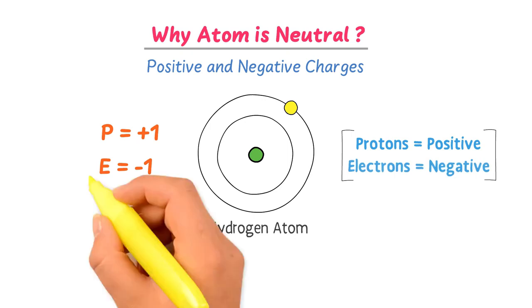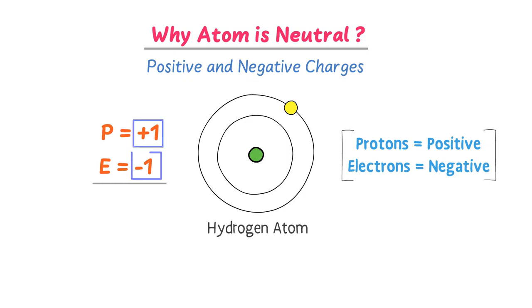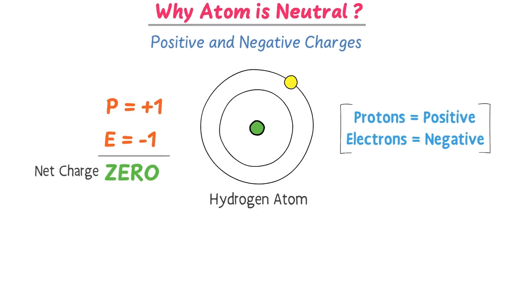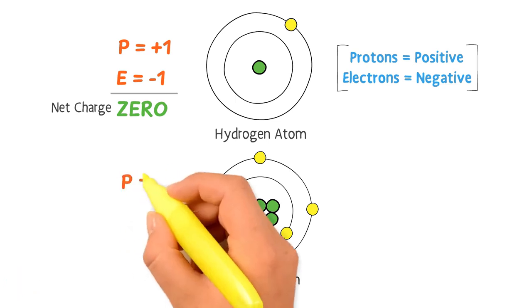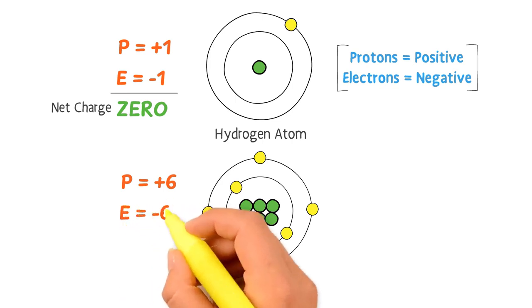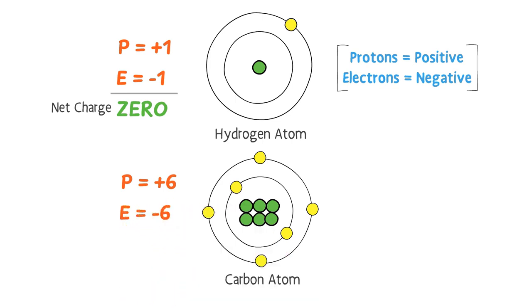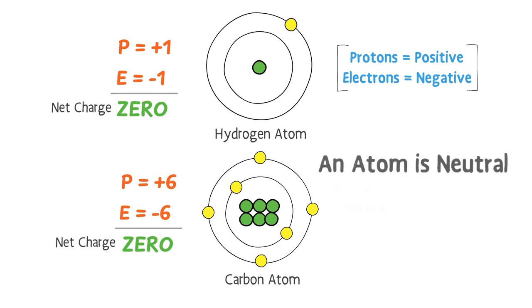Now let me do a little maths here. We know that positive 1 and negative 1 cancel out, so the net charge becomes 0, or you can say that positive and negative charges neutralize themselves in a hydrogen atom. So an atom is therefore a neutral particle. Now consider a carbon atom. If you count the number of protons and electrons in the carbon atom, you will get that the number of protons is equal to positive 6 and the number of electrons is equal to negative 6. Thus positive 6 and negative 6 cancel out each other. Hence the carbon atom is a neutral particle. Therefore, we say that an atom is electrically neutral because it has an equal number of protons and electrons.